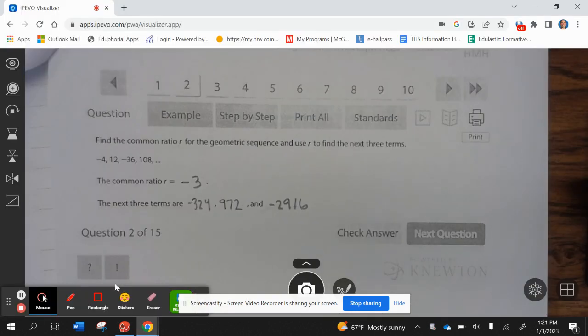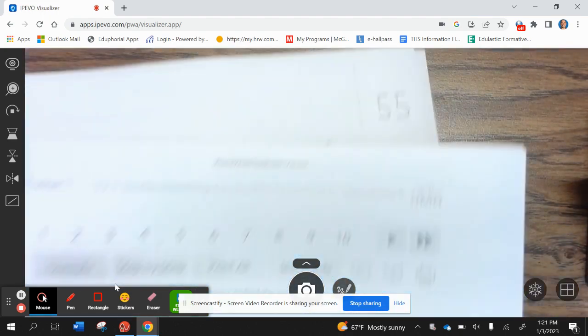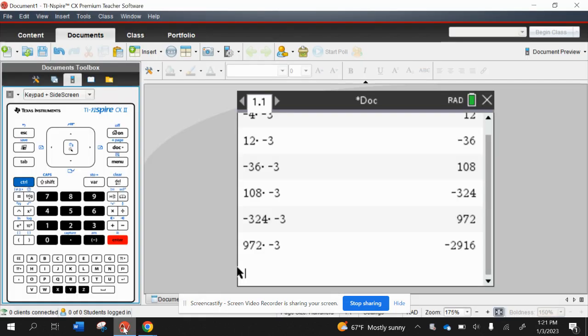All right, let's take a look at the next example. All right, example 4. Find the common ratio R for the geometric sequence and use R to find the next three terms. Okay, another way to find the common ratio is to do this.